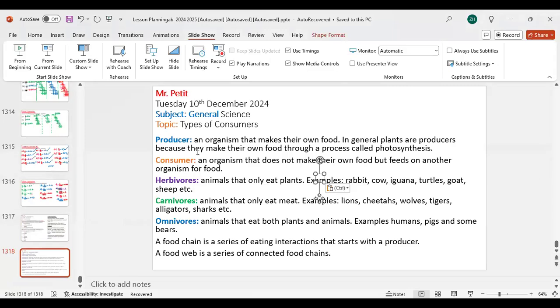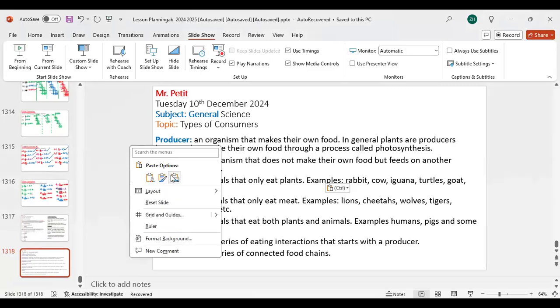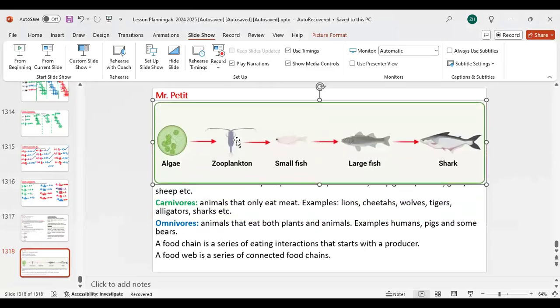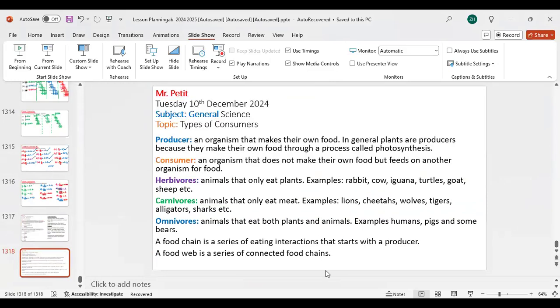So you have the algae getting eaten by the zooplankton, and then the small fish eats the zooplankton, and the large fish eats the small fish, and the shark is like, you know what? I'm just gonna eat you all. Let's talk about that shark really good. No. Finish your notes. Fine.